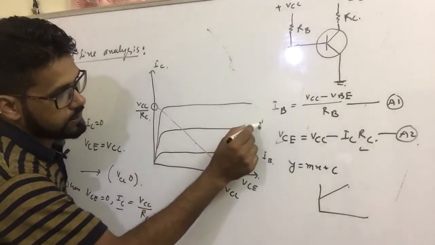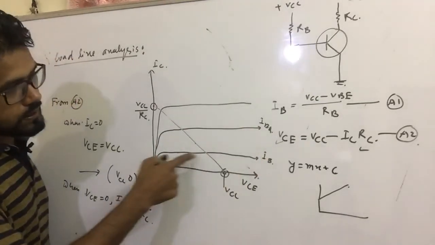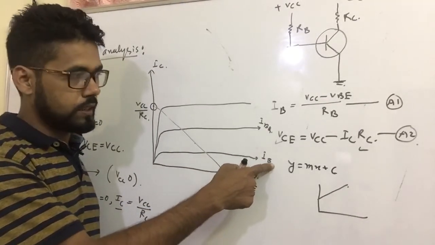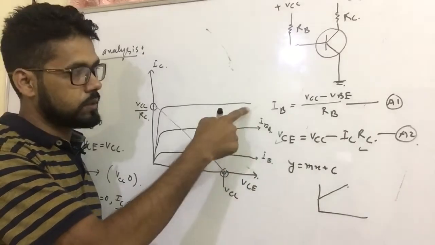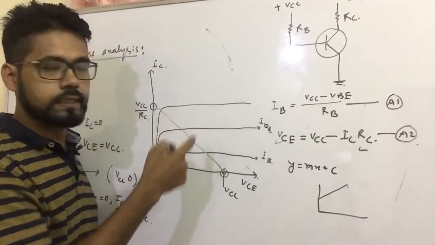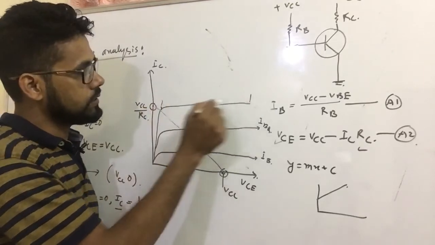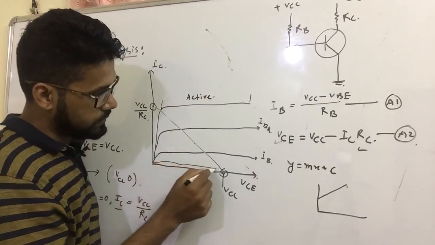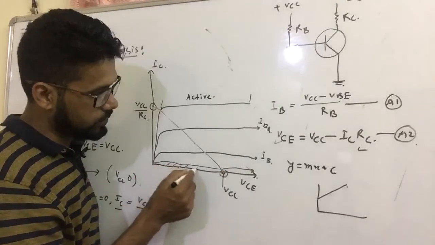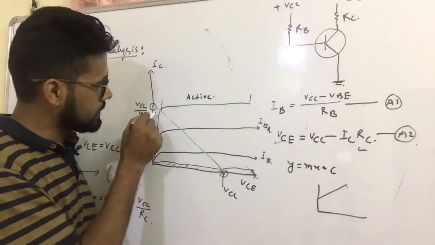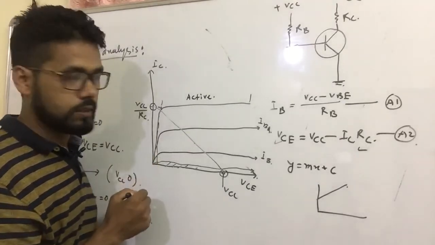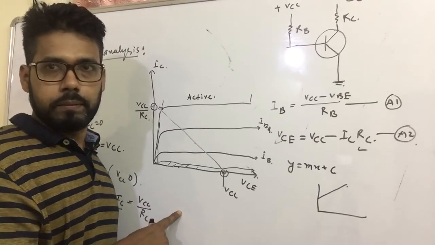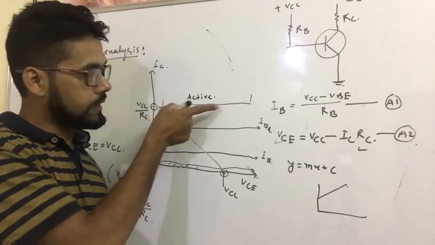Suppose I am considering this IBQ. This curve is for a particular value of base current. Suppose this is 0, the base current is 0 here. This is a base current of 10 microampere, 20 microampere, and so on, something like that. These are characteristic curves. This region of the transistor is the active region. This is, suppose, another curve. This region is called the cutoff region, and this region is called the saturation region. For amplification purposes, we often use the transistor in the active region.